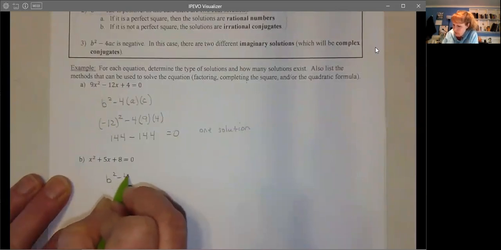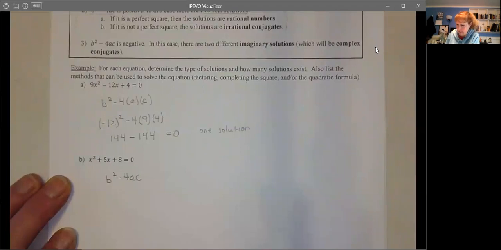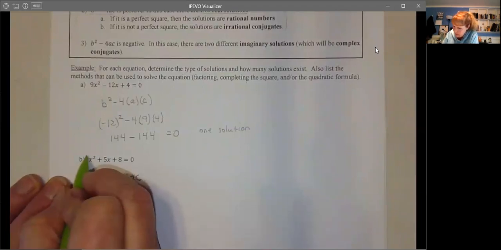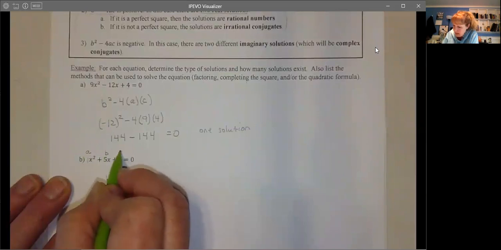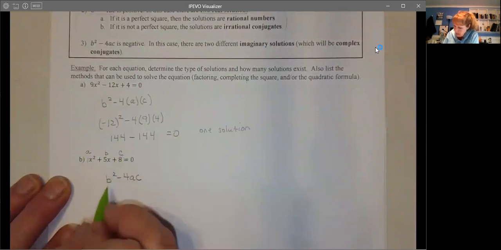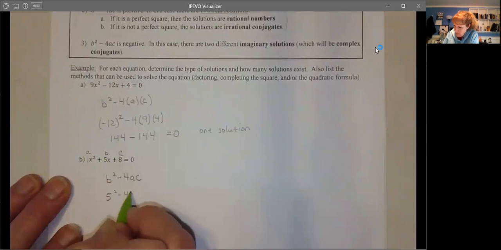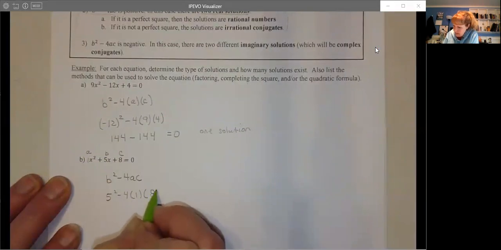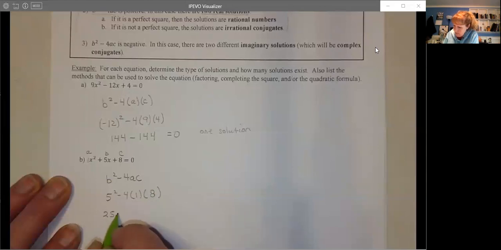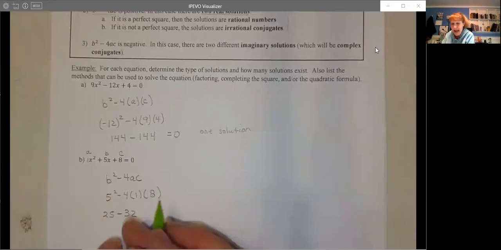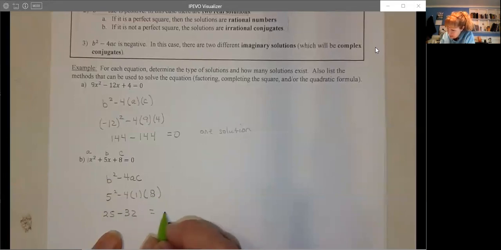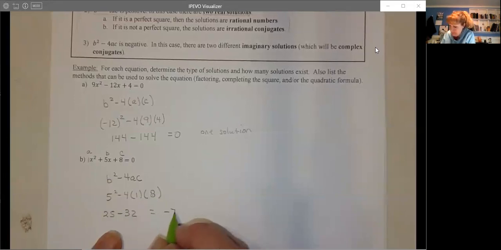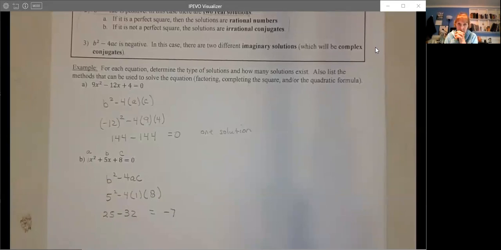Okay, let's look at this one here. b squared minus 4ac. Let's see what our solutions look like. a is 1, b is 5, and c is 8. We have 5 squared minus 4 times 1 times 8, so 25 minus 32. In this case, we end up with a negative number, a negative 7. That tells us that we have two complex conjugates. We have two complex numbers and they're conjugates of each other.